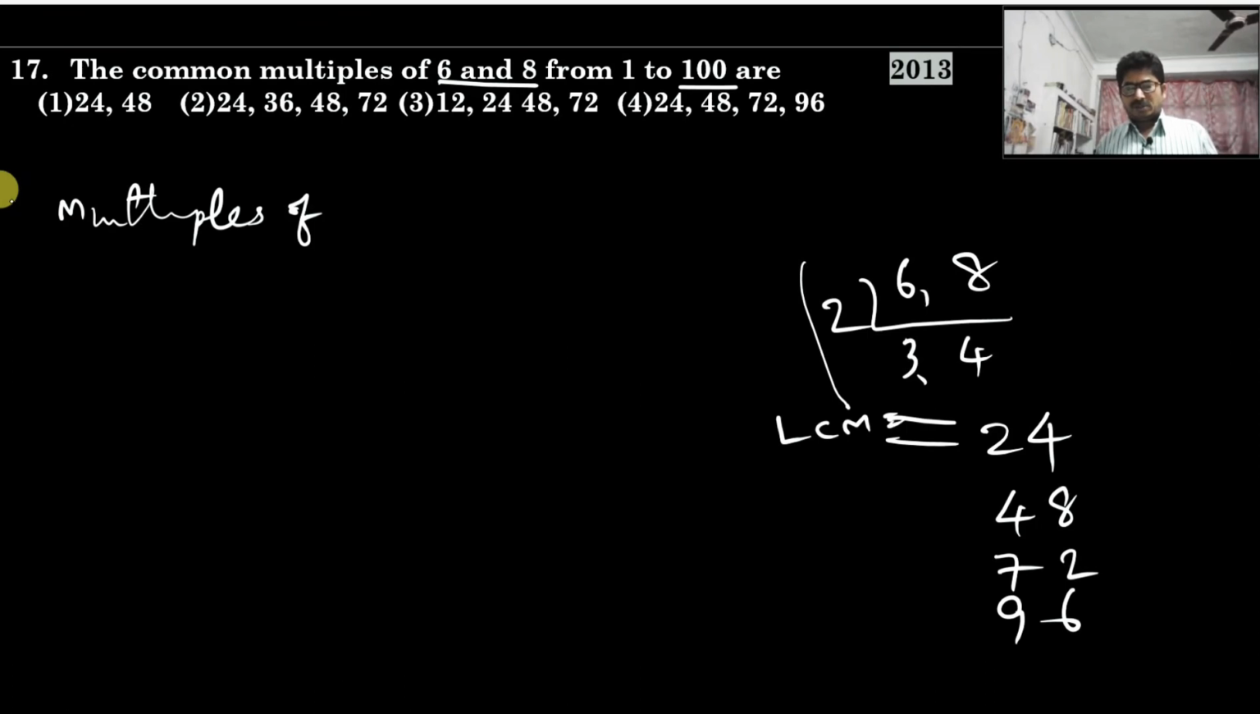To find the next, we have to multiply this with 2. To find the next, we have to multiply this with 3. To find the next, we have to multiply with 4. 24 1s are 24, 24 2s are 48, 24 3s are 72, 24 4s are 96. So this is the method for finding common multiples for large numbers. So option 4 is the correct option.